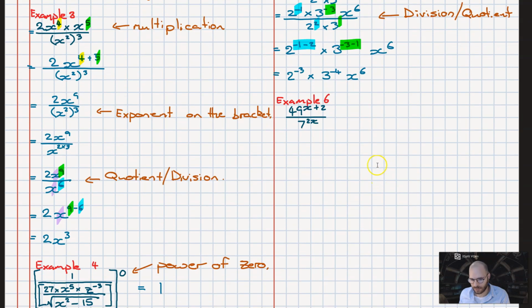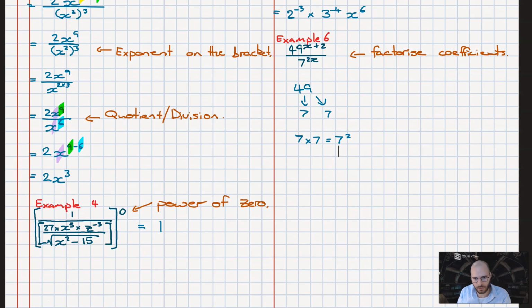Now, example 6, we have another bamboozling example, which will be a showcase of a number of index laws. Now we've got 49 to the power of x plus 2, all divided by 7 to the power of 2x. What we're going to do to enter this question is simplify the coefficients. To do that, we're going to use a factor tree. So we'll go 49, and the factors of 49 are 7 and 7. So 7 times 7 is equal to 7 squared.